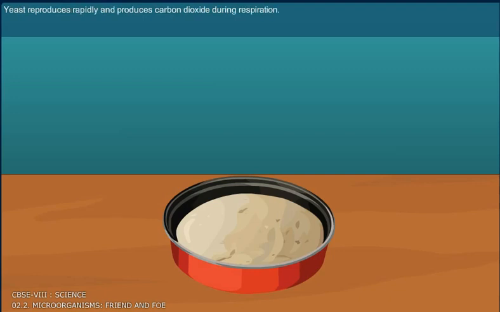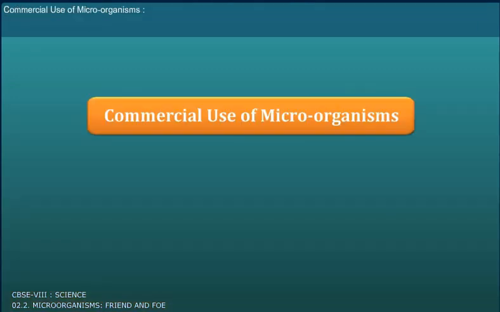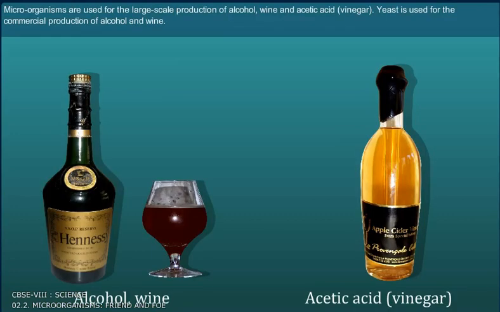Yeast reproduces rapidly and produces carbon dioxide during respiration. Bubbles of the gas fill the dough and increase its volume. This is the basis of the use of yeast in the baking industry for making breads, pastries, and cakes. Commercial use of microorganisms. Microorganisms are used for the large-scale production of alcohol, wine, and acetic acid (vinegar).